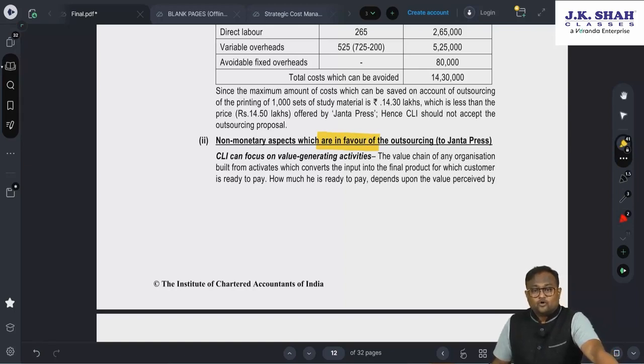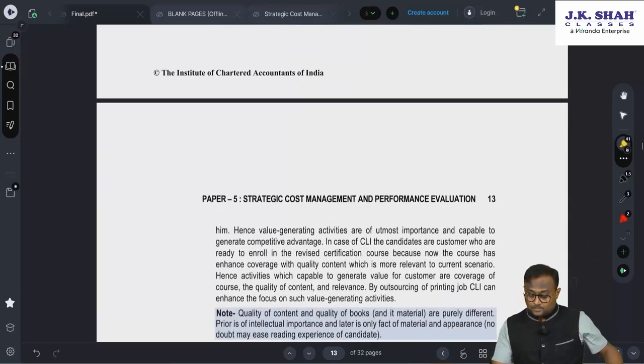Now, if I go for outsourcing, I can work on value engineering activities. That means we can make sure that quality product and quality material is procured, which is a part of my production process, and my services will be better, my product will be better.